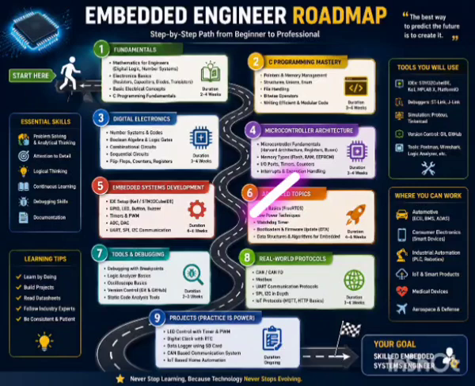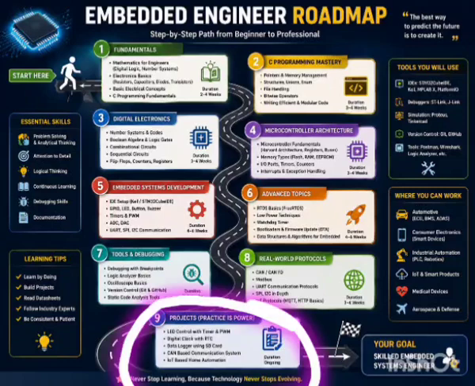Step 7, build projects. Projects are what make your resume stand out. Examples: LED controller, digital clock, weather station, smart automation, motor control, data logger, IoT monitoring, and automotive projects. Automotive projects include CAN communication, battery management, EV charging simulation, and BMS monitoring.